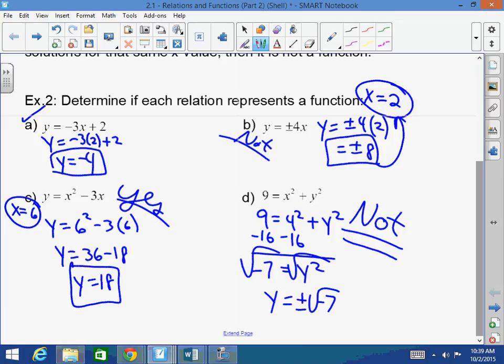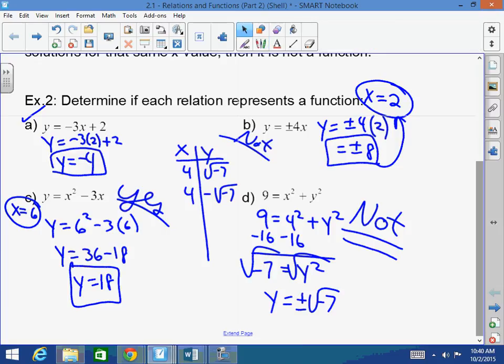Absolutely not. Because in this case, if I had a table here, when X is 4, Y could be positive square root of negative 7. But according to this, when X is 4, it could be negative square root of negative 7 as well. Can you have 2 different Y's for the same X? Does that make sense?